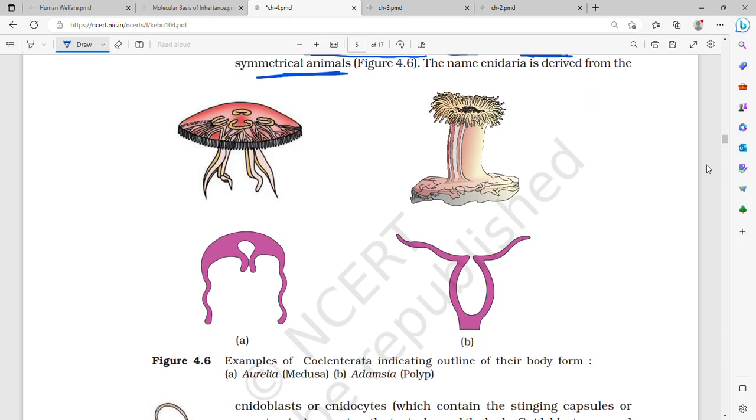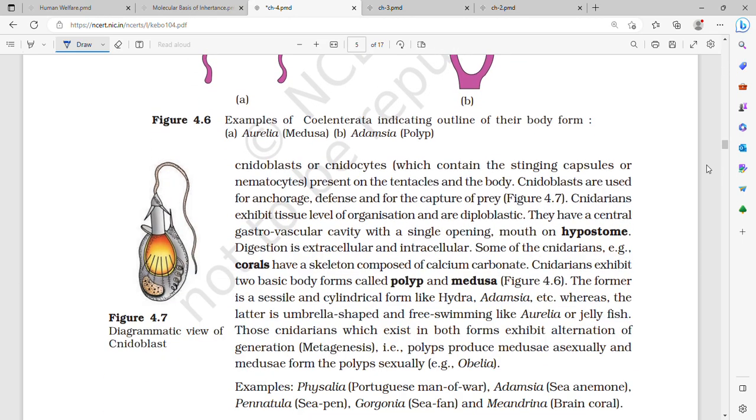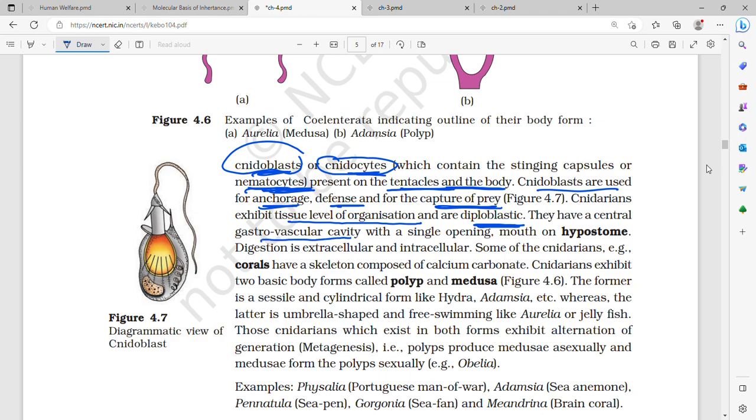The name Cnidaria is derived from nidoblasts or nidocytes, which contain stinging capsules called nematocysts, present in the tentacles and the body. Nidoblasts are used for anchorage, defense, as well as capture of prey. Cnidarians exhibit tissue level of organization and they are diploblastic. They have a central gastrovascular cavity with a single opening, mouth on hypostome.